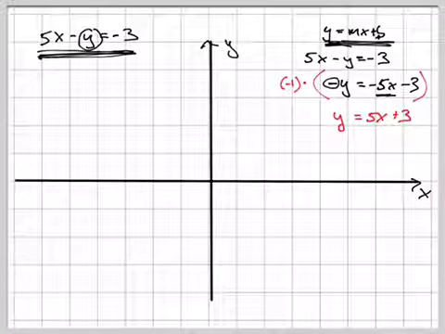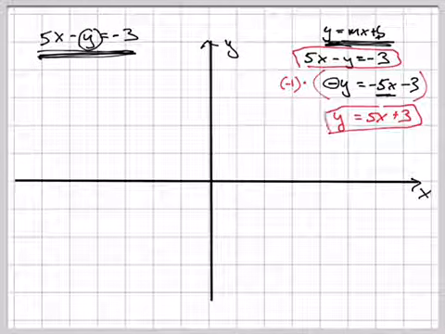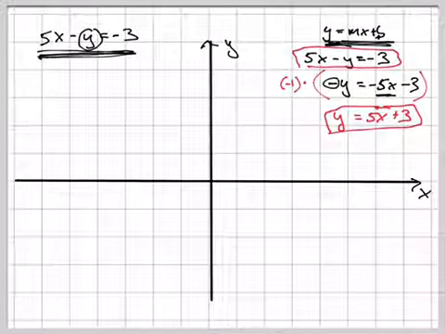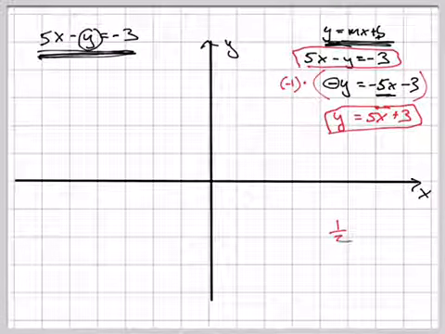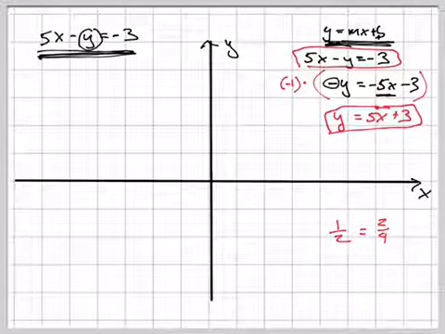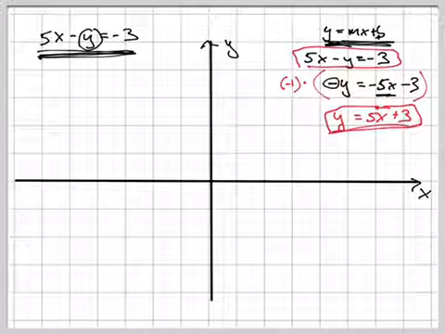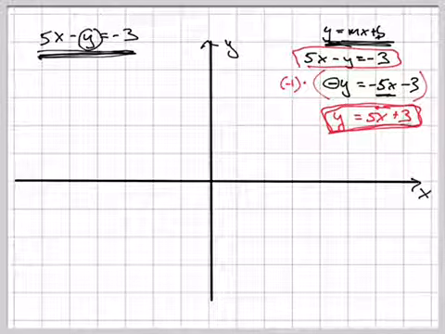Okay? So this equation and this equation are the exact same. They're just written in a different form. Kind of like 1/2 is the same as 2/4. They're just written in different forms. Follow? So now I'm going to graph this by using the slope-intercept method.